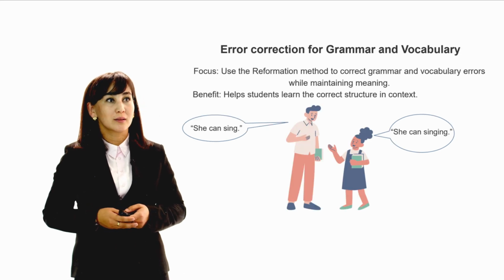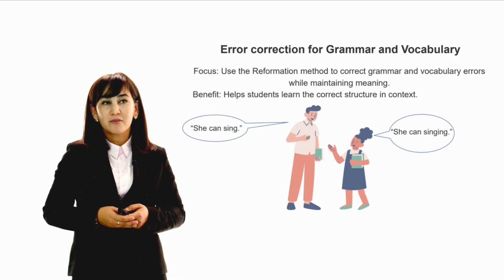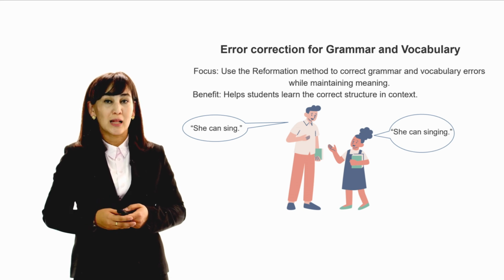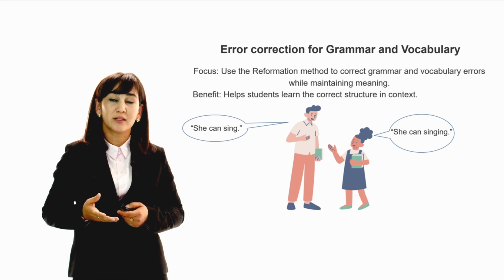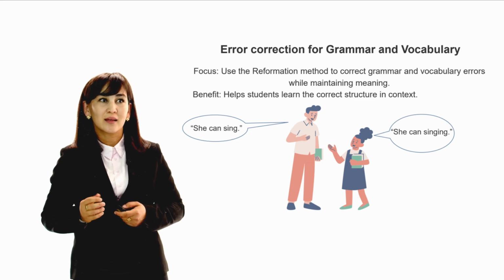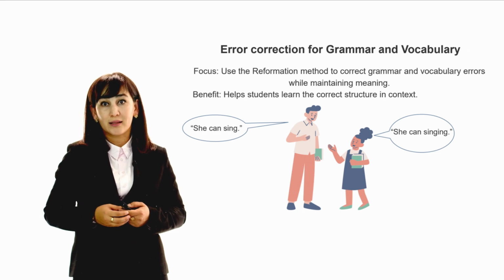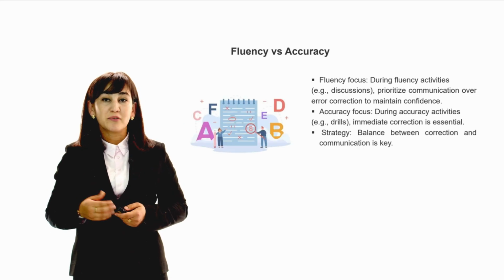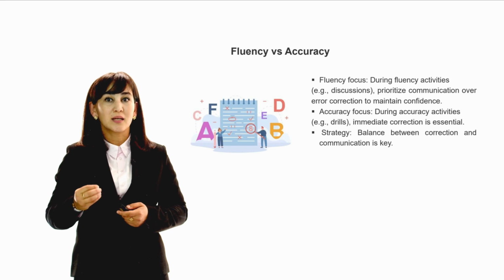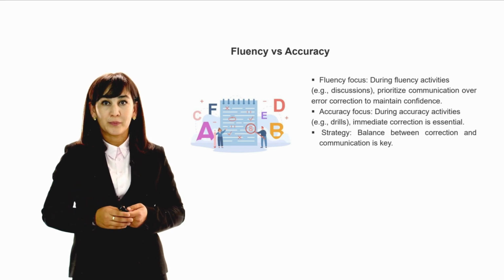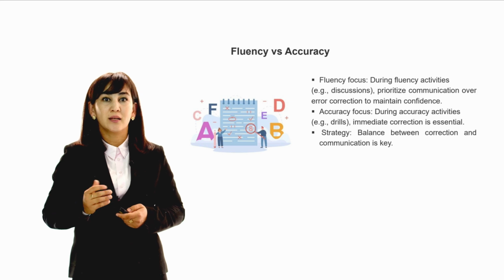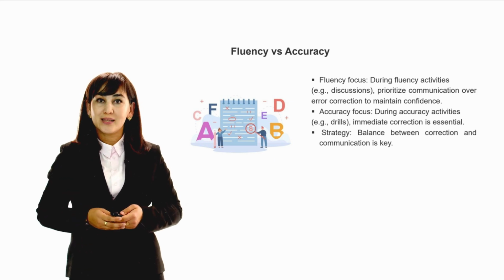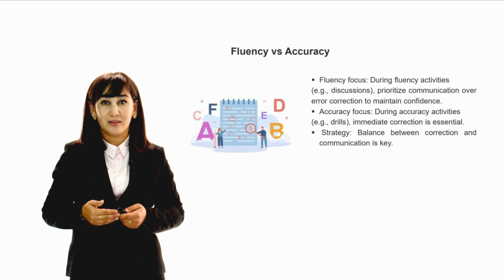When it comes to correcting students' grammar and vocabulary errors, we can use reformulation. This method is helpful to help students to correct their grammar and vocabulary mistakes. For example, if a student says, "she can singing," we repeat after the student by correcting the sentence, "she can sing." When we focus on fluency and accuracy, we should take into consideration how to correct as well. It is important to balance correction and communication. In speaking tasks, we often face the fluency and accuracy dilemma.